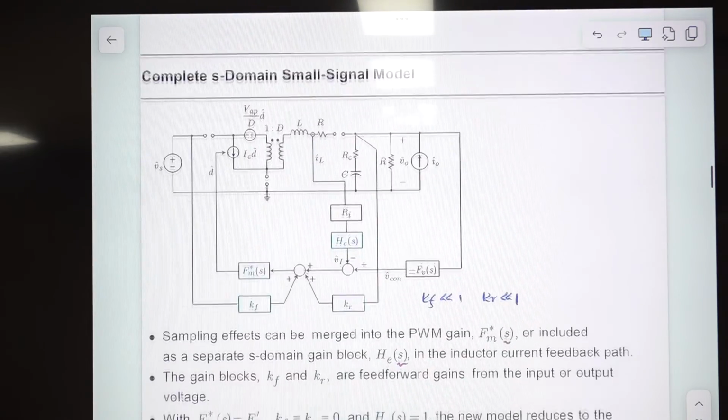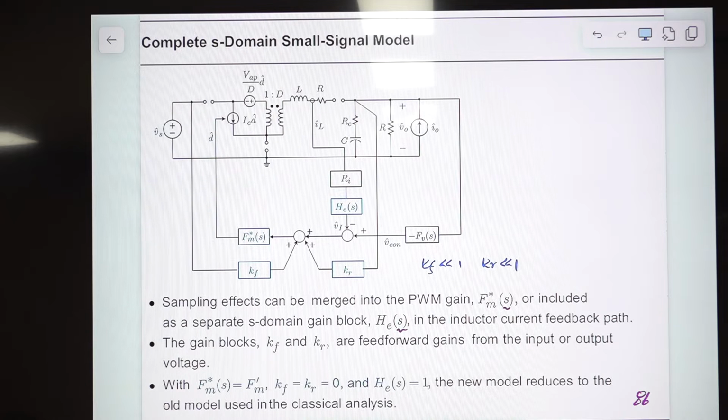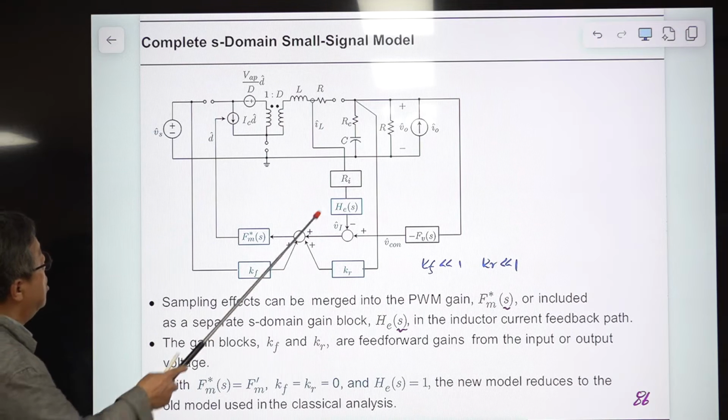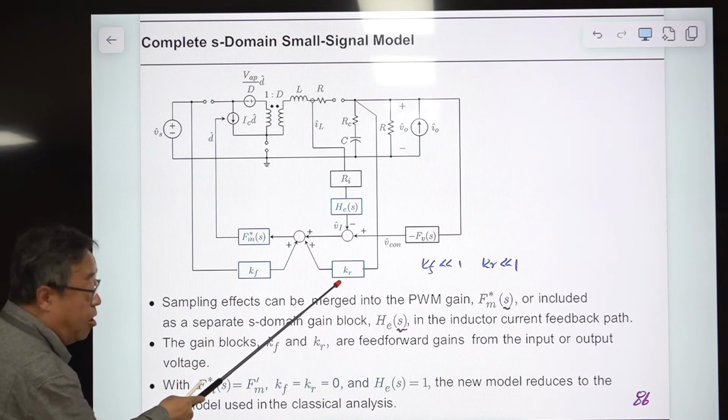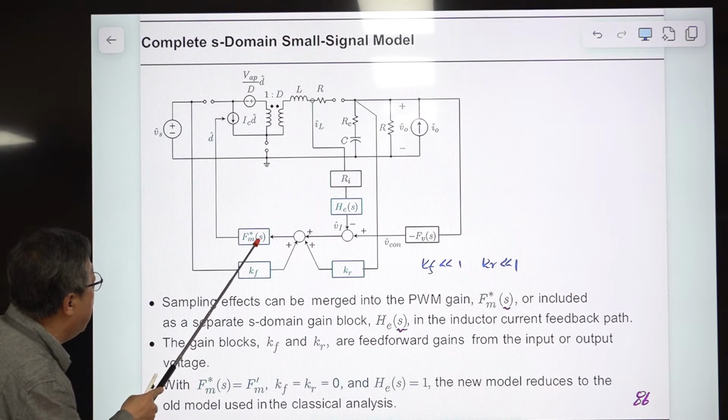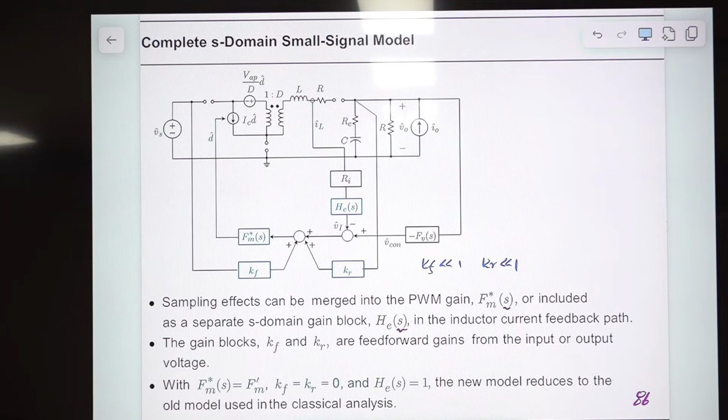This is the conventional model. When you are considering the voltage mode control, this is gone, this is gone, this is gone, this is gone. And this FM was FM prime. In classical analysis, we use FM prime. Now we use FM star S. That means this is different. This modulator gain, including this sampling effect, is different from the modulator gain of the classical modeling approach.